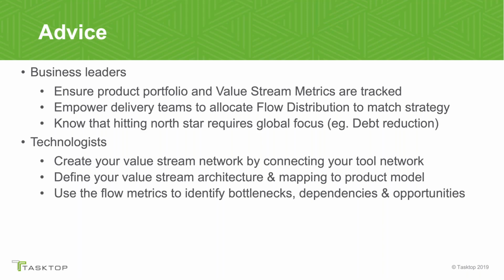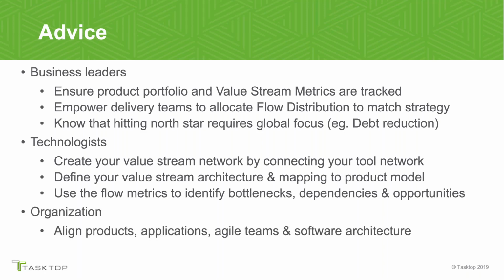So when you connect your tools, then start thinking of what is the value stream for each individual product. And then you can report at the product level. So define your value stream architecture and mapping to the product model. Use the flow metrics to identify the bottlenecks, dependencies, and opportunities. You can't find the bottlenecks unless you measure, and you can't measure unless you tie everything together in the value stream. For the organization, align your products, applications, agile teams, and software architecture in a product model instead of a team model.